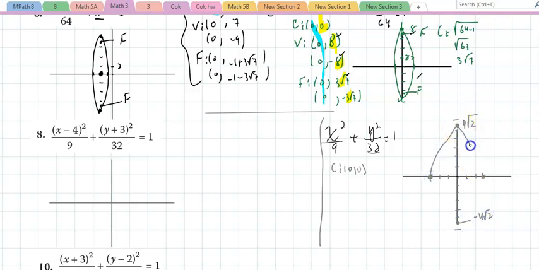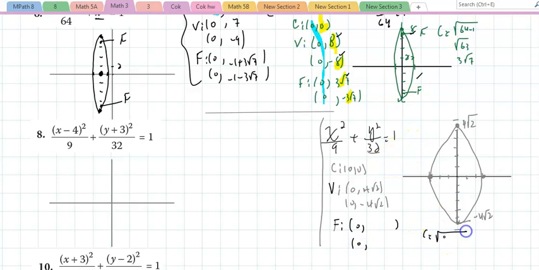The graph looks like this traditionally. The focus is at 0, 4 radical 2, and 0, negative 4 radical 2. Now, if I go for the foci, oops, I labeled the wrong thing. If I take the square root of 32 minus 9, that's the square root of 23. 23 between 4 and 5, 1, 2, 3, 4, right there. 1, 2, 3, 4, right there. So this is square root of 23, and this is negative square root of 23.